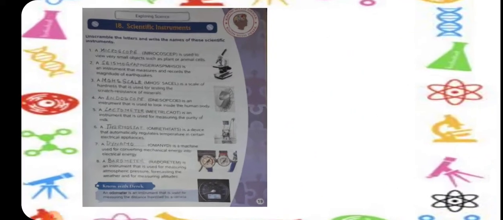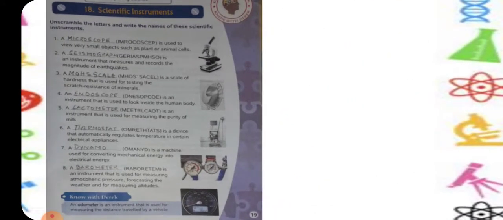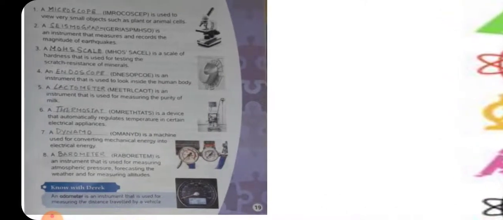So these are some of the scientific instruments which we have learned on page number 19. You can see there are other scientific instruments also which are very important. You know, an odometer is also described here, an instrument that is used for measuring the distance traveled by a vehicle. So that is the odometer in a vehicle. Speedometer is also there, odometer is also there. So there are lots of other instruments also.